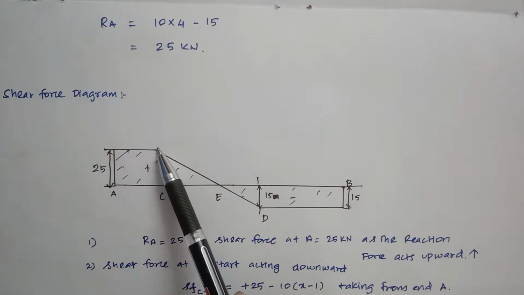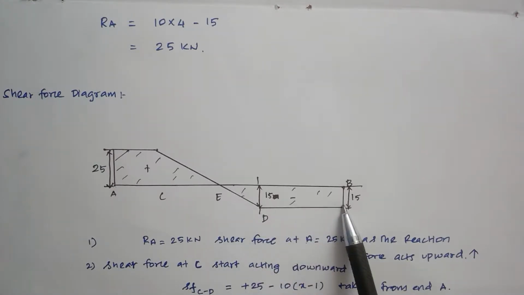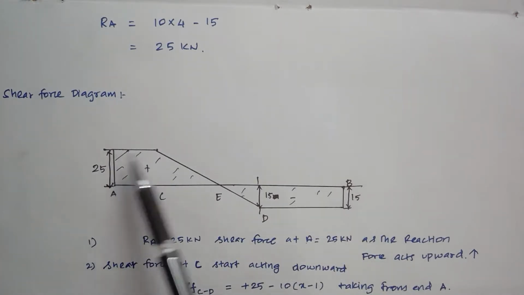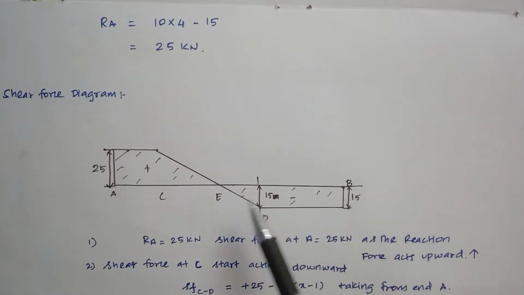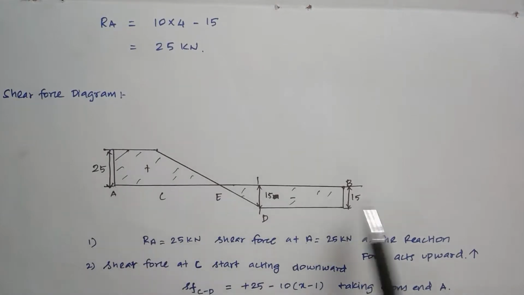After that, the uniformly distributed load acts, so you draw an inclined line. Then after the inclined line, draw a straight line, since there is no force acting up to the end B. After that, since Rb acts upward, we have to draw this line, then we have to find out the values. The end values we can easily find out, 25 and 15.